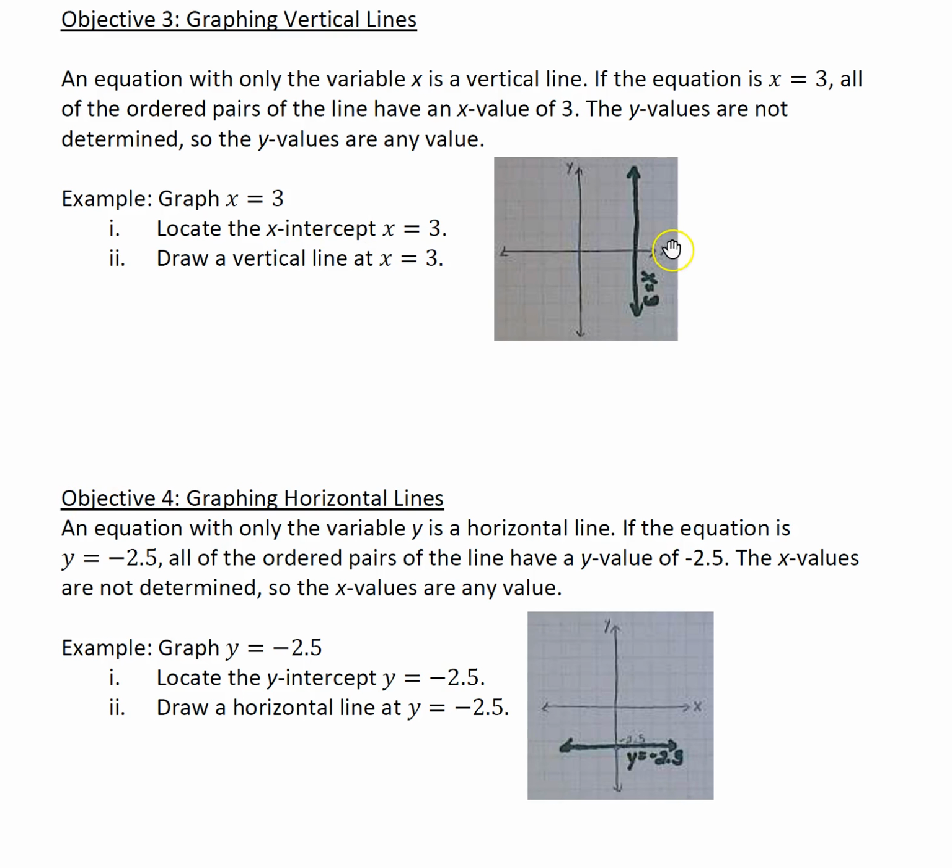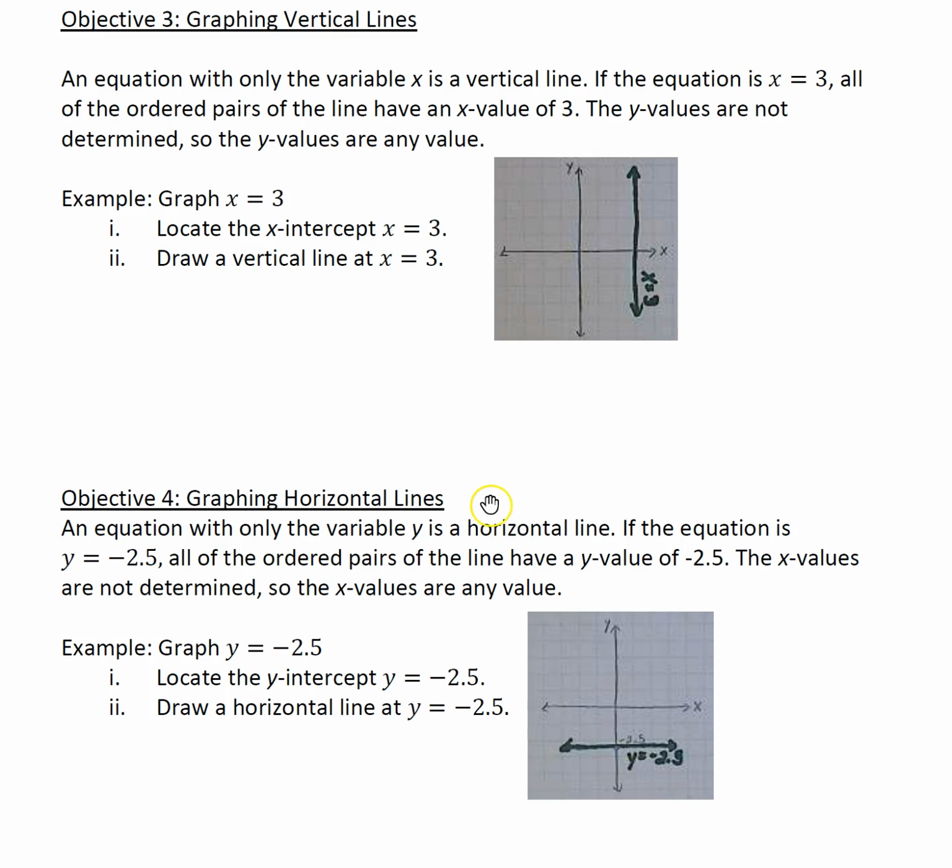So I come over to the graph and I find 3 on the x-axis. I draw a vertical line at that point and I'm done. All of the ordered pairs on that line have an x value of 3. Lots of different y values, but all the x's are 3 on that line.